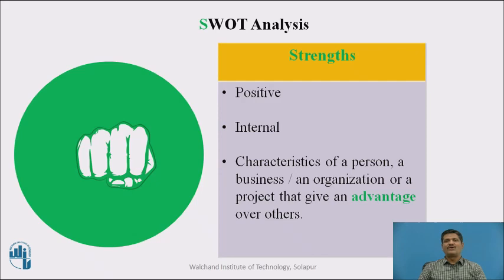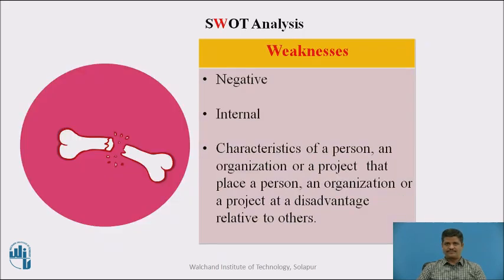So let us understand what strengths are. As you can see on the slide, strengths are positive internal characteristics of a person, a business, or an organization, or a project that give an advantage over others. Now, weaknesses. Weaknesses are negative internal characteristics of a person, an organization, or a project that place a person, an organization, or a project at a disadvantage relative to others.